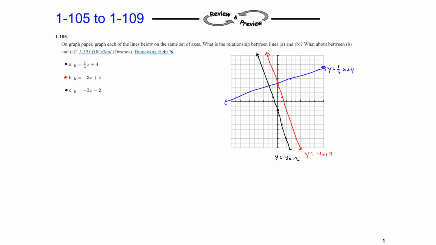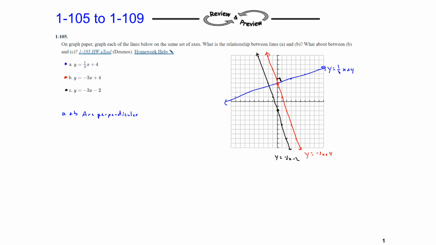So now let's go through and make sure we answer the question, what is the relationship between A and B? You'll notice that they have opposite reciprocal slopes. So therefore the blue and the red line here would make a right angle. And we know that because their slopes are opposite reciprocal. So A and B are perpendicular.